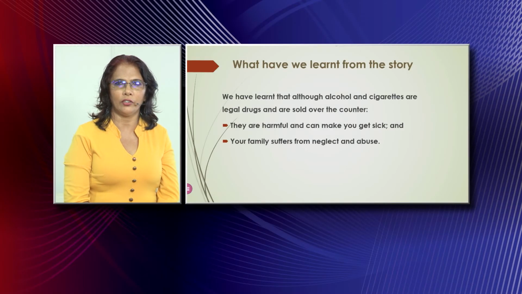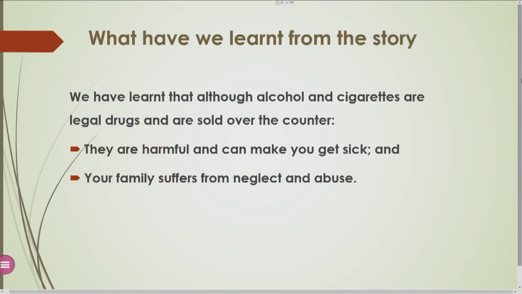What have we learned from the story? We have learned that although alcohol and cigarettes are legal drugs and are sold over the counter, they are harmful and can make you get sick. And your family members suffer from neglect and abuse. So when someone takes alcohol and cigarettes, you can become sick and also your family suffers.